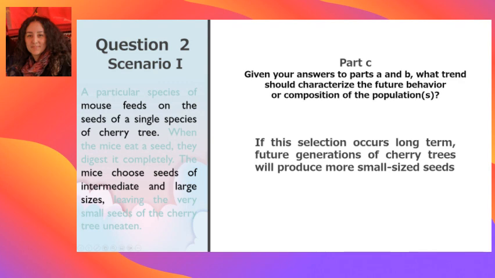So here, because we have assumed that the seed size is a heritable trait, if we are having a loss of those intermediate and large seed sizes, we're losing those genetics. So over time, there's going to be a greater frequency of the alleles that account for the small seed sizes. So the trend we're going to see is a greater production of the small seed size.